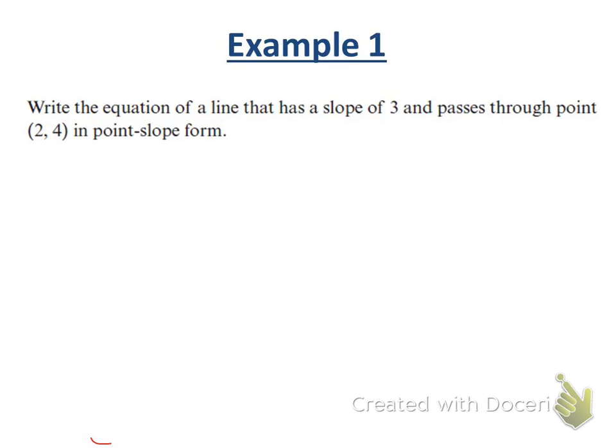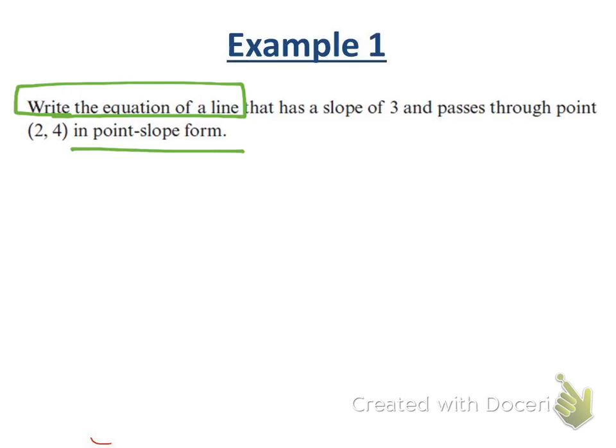Example. Write the equation of a line. What are we being asked to do? Write the equation of a line. And I just told you that we're going to use the point slope formula to write the equation of a line, unless we're just given the slope and the y-intercept, then we'll use slope-intercept form. The line has a slope of 3 and passes through the point 2, 4. What two pieces of information are we given? A point and a slope, right? And it tells us that it wants us to write the final answer in point slope form. That gives us an indication of what the final answer should look like.